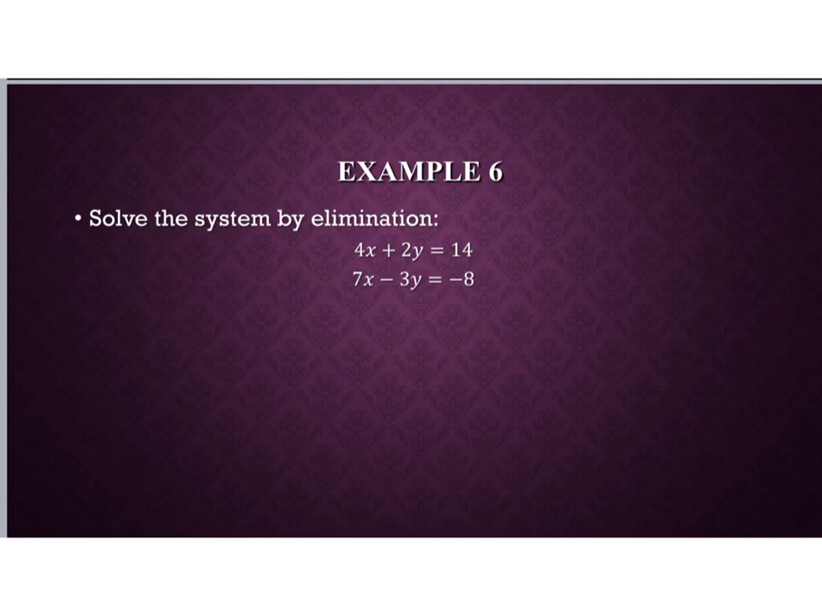Now for example 6, we're going to take this one step farther, and I have 4x plus 2y equals 14, and 7x minus 3y equals negative 8. Now here, there's not going to be something that I can multiply 4 or 7 by to get it to the other number. Likewise, I can't multiply 2 by 3 or 3 by 2 to get me to one of the others. So at this point in time, what I'm going to do is look and see what I can multiply both equations by to get a common number.